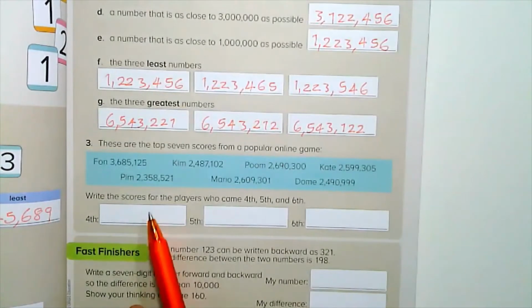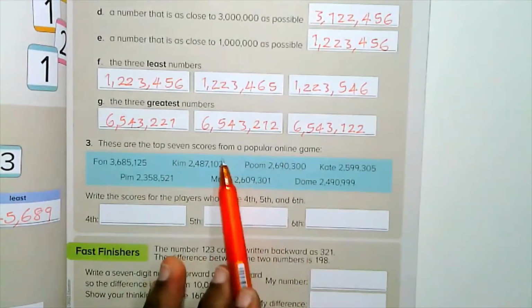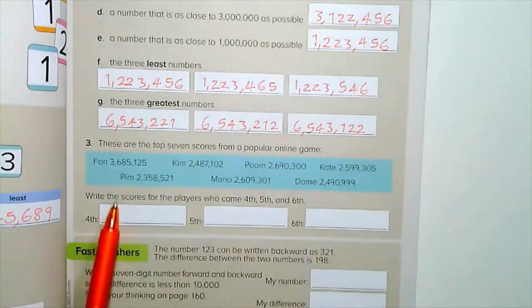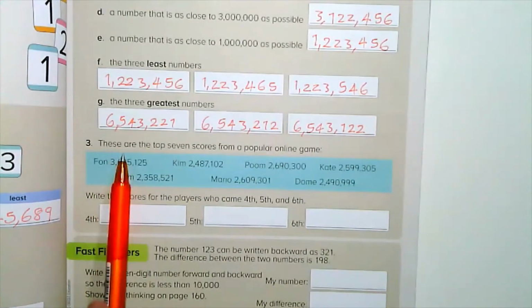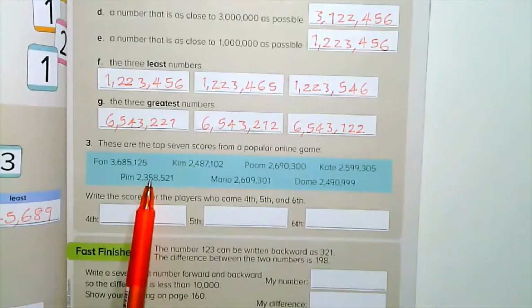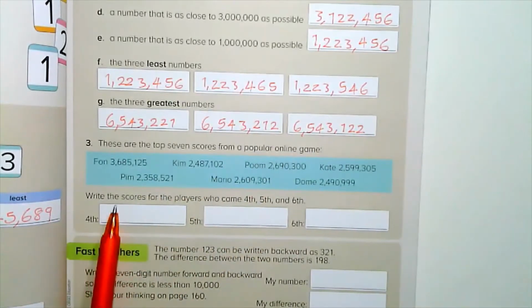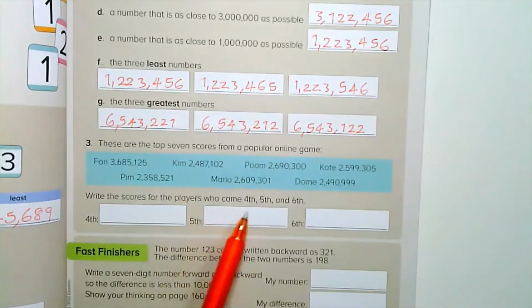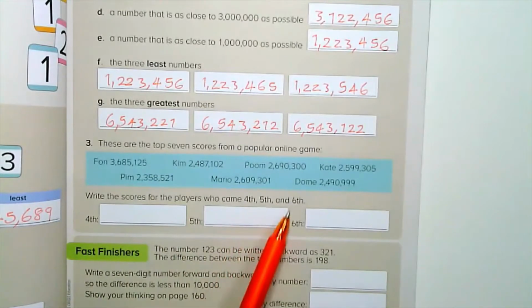So these are the three greatest numbers that we can derive from these numbers. Now, number 3, these are the top 7 scores from a popular online game. Write the scores for the players who came 4th, 5th, and 6th.